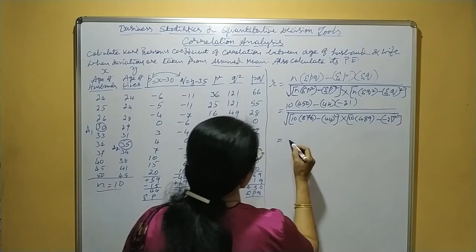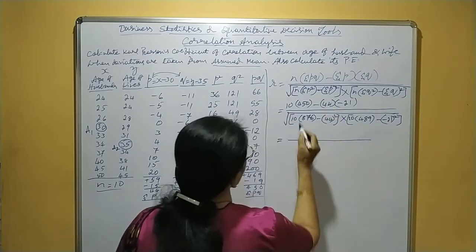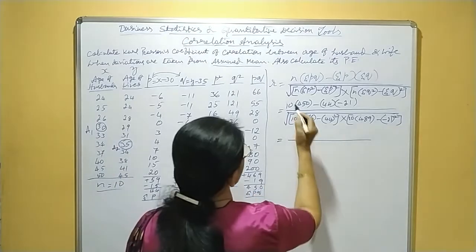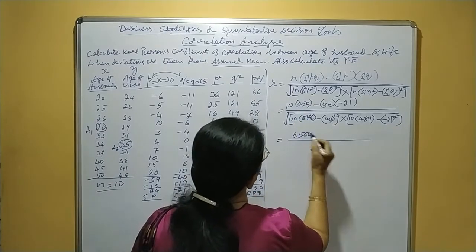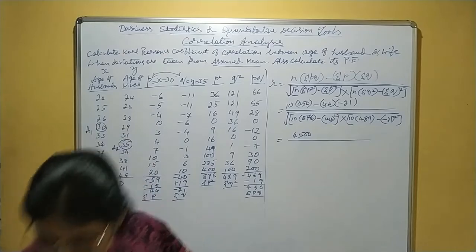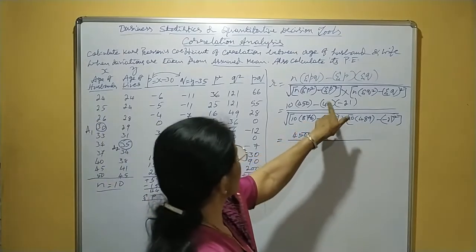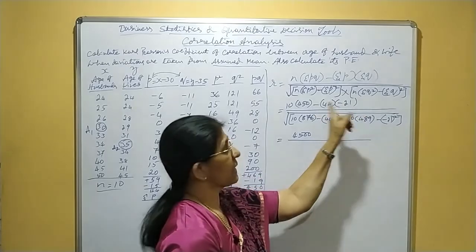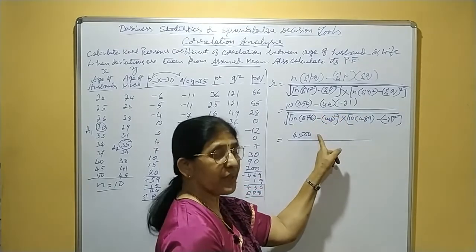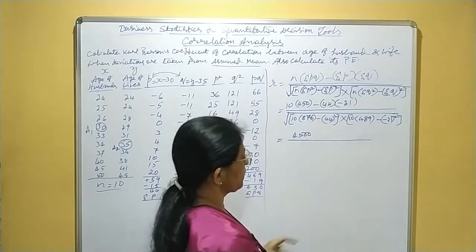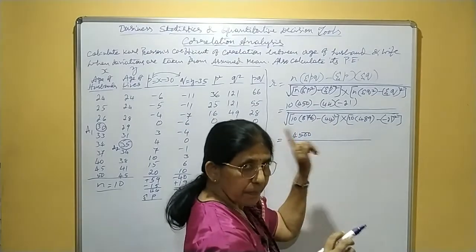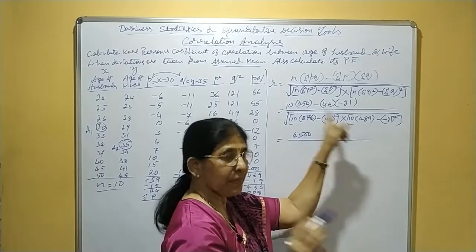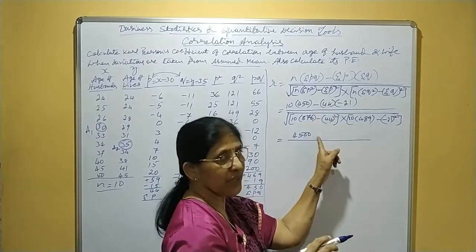Okay, equals, now n into 450, 10 into 450, you have to add one zero, 4500. Here you should be careful. See, I have already told you, if both are with plus sign, then this minus sign will be written as it is. Plus into plus, plus. If both are minus sign, minus into minus, plus. Again plus into minus, minus only.